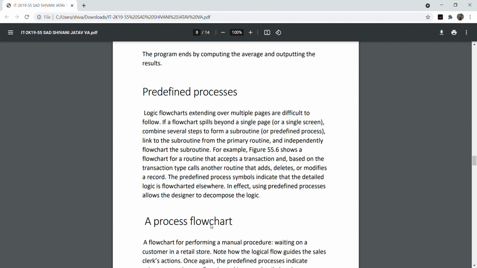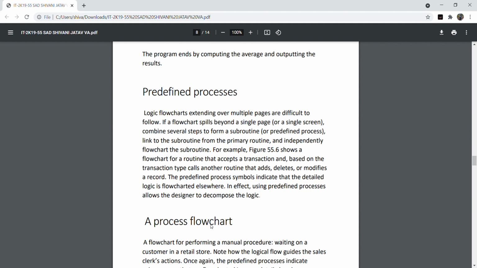and outputting the results. Predefined processes. Logic flowcharts extending over multiple pages are difficult to follow. If a flowchart spills beyond a single page or a single screen, combine several steps to form a subroutine or predefined process. Link to the subroutine from the primary routine and independently flowchart the subroutine.